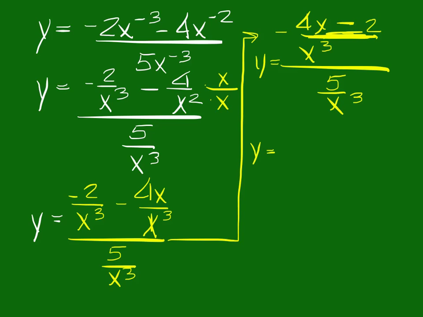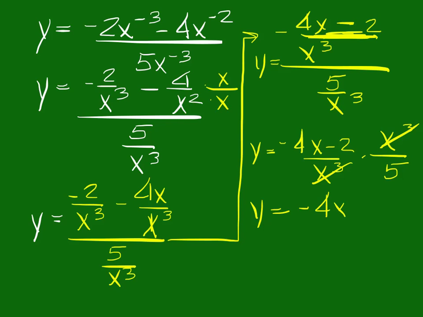Now, what we can do is have negative 4x minus 2 over x to the third times x to the third over 5. And that will allow us to cancel here and there and be left with negative 4x minus 2 over 5.